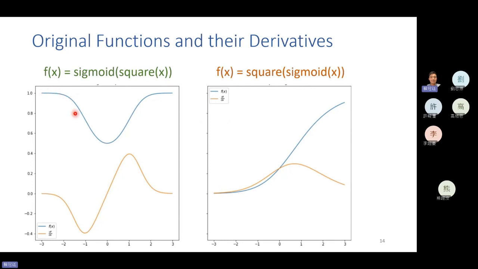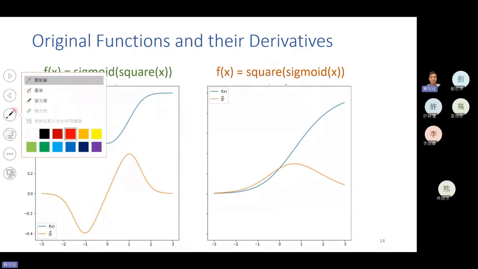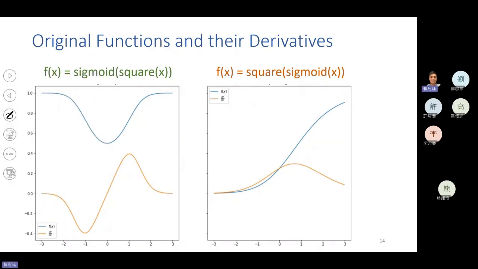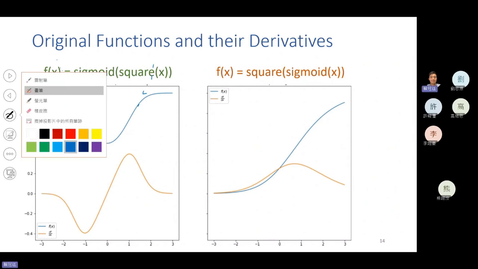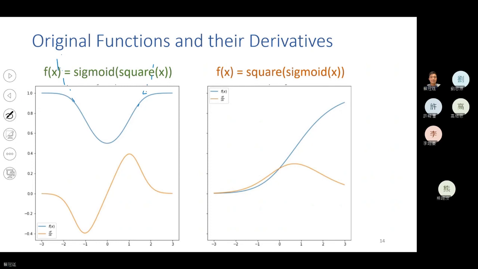The blue line is the output of our nested function. Originally it's a square function, a U shape, but once it's passed through the sigmoid function, the output will be between 0 and 1, because the sigmoid function is between 0 and 1. So the function is correct.